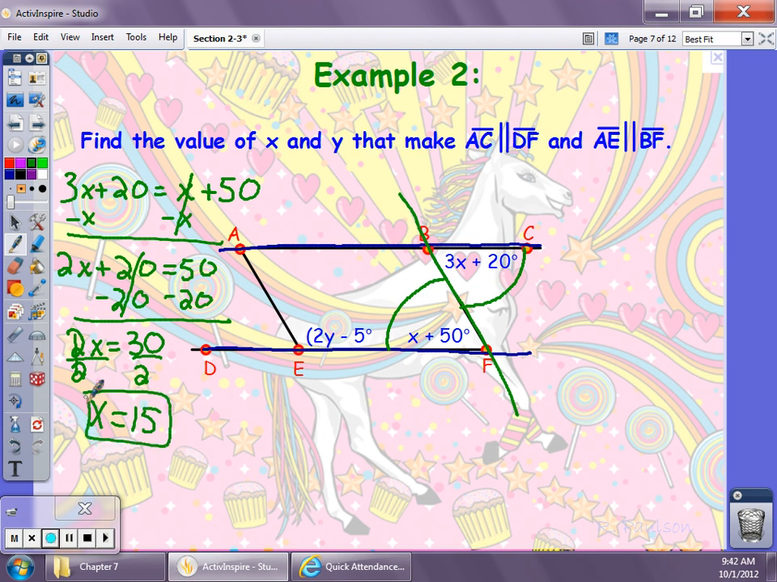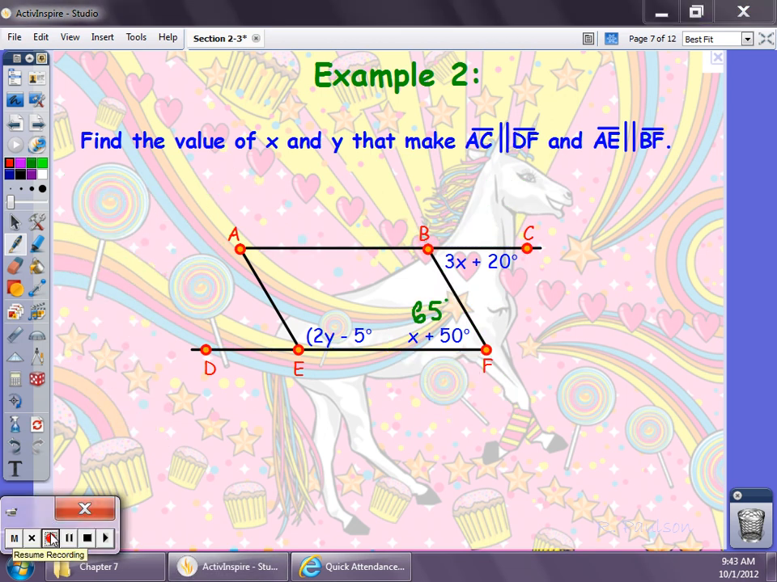So now if I go back and substitute this back in, I would see that 3 times 15 plus 20, so 3 times 15 is 45, and 45 plus 20 gives me an angle measure of 65 degrees. And then if I substitute in 15 here, let me erase that and make that a little clearer for you. If we have 15 plus 50, we can also see that that will give us an angle measure of 65 degrees, and now we can prove that those two segments are parallel.